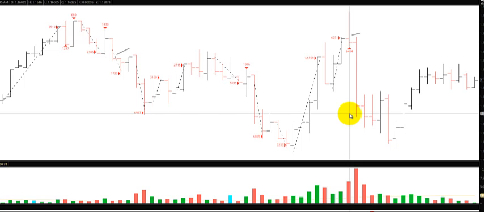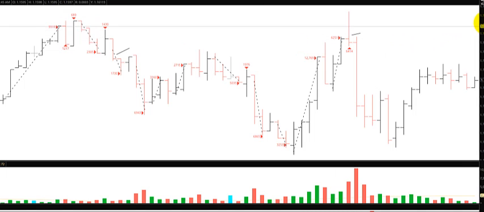Now this method can be used on all different time frames. You can use it on a 15-minute chart, a 5-minute, 1 hour, daily, 4 hour, any time frame you want, on any currency pair or any stock, whatever it is that you're trading. This is one of the ways that you can identify where these major reversal points are going to take place, either at support or resistance.